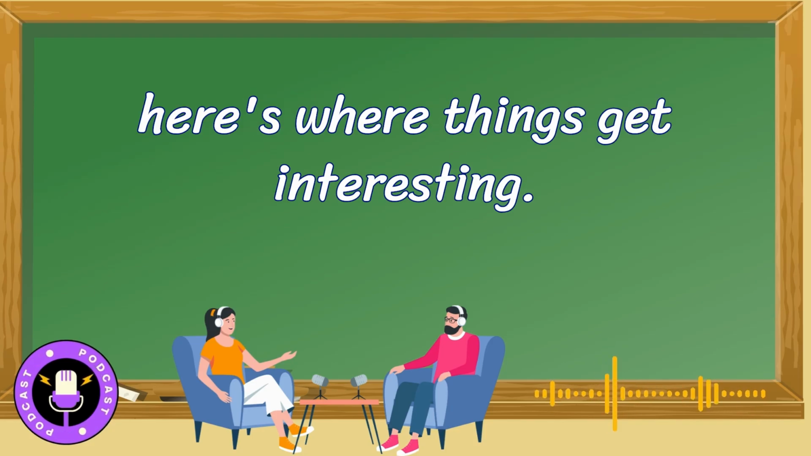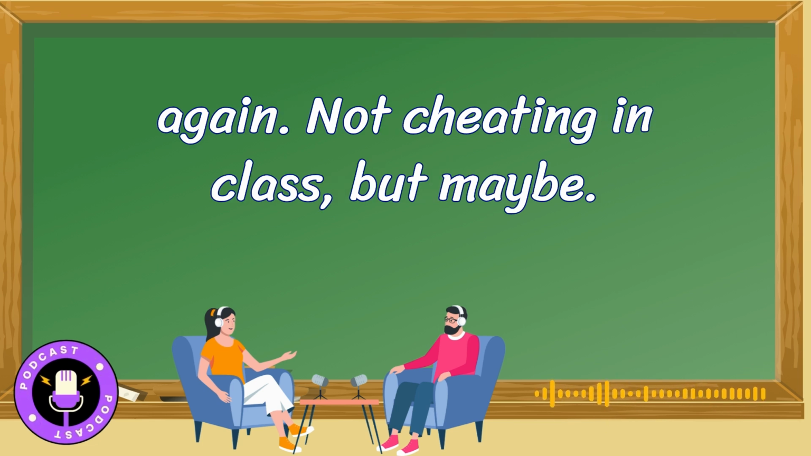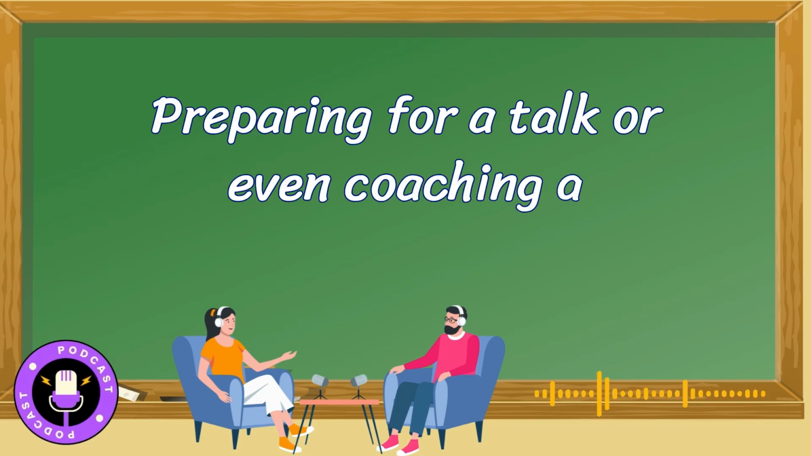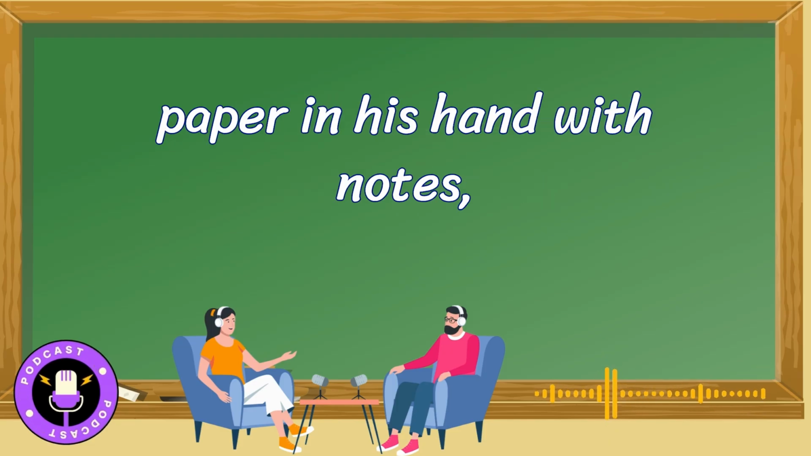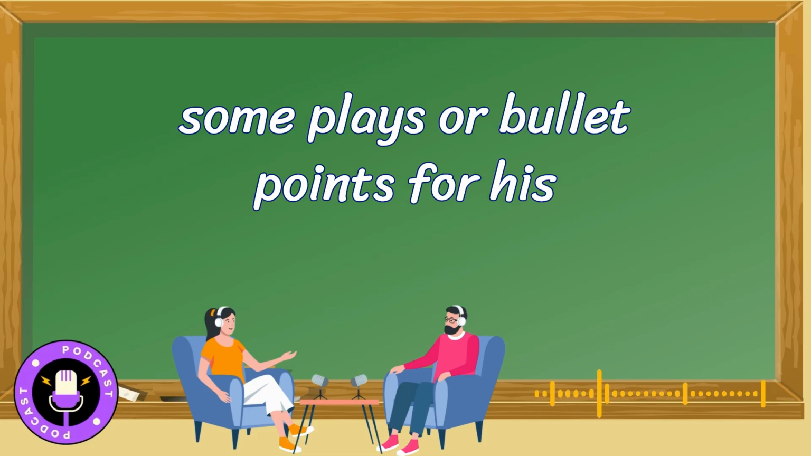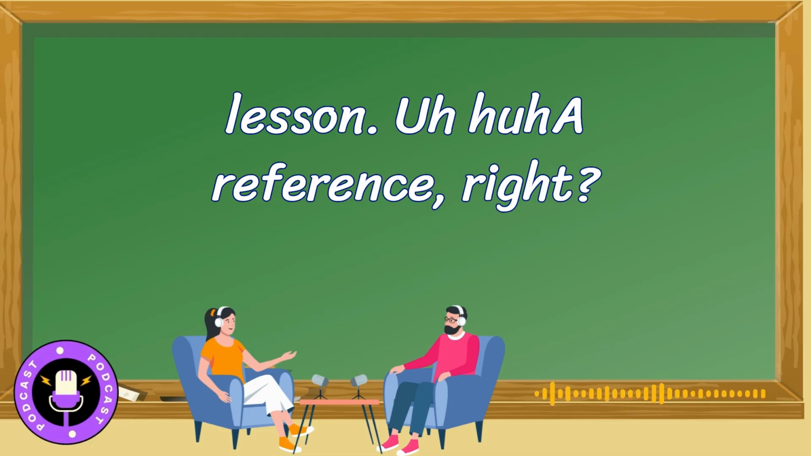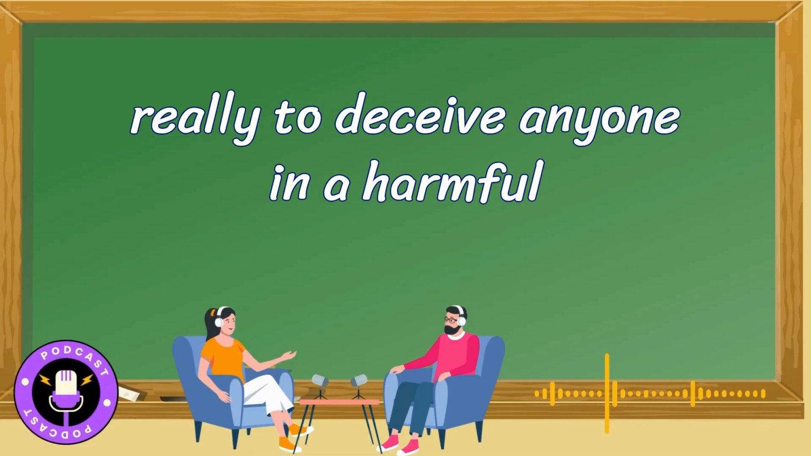Secretive. But here's where things get interesting. Let's picture that same Coach Shane again. Not cheating in class, but maybe preparing for a talk or even coaching a game. Okay. He might have a small piece of paper in his hand with notes, key points he wants to remember, maybe some plays or bullet points for his lesson. Uh-huh. A reference. Right. He's using it to help his memory, not really to deceive anyone in a harmful way.